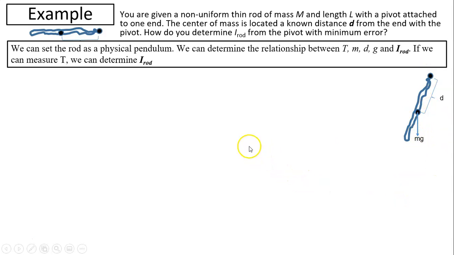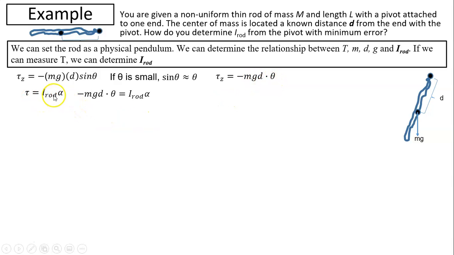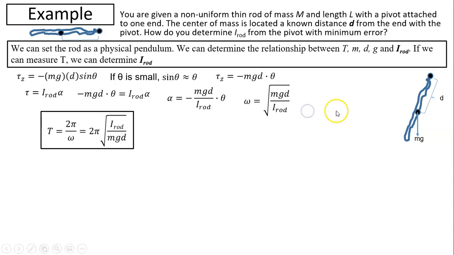Remember, first step, you have to find the torque. Then you use Newton's second law. That's how you find omega and T. So here's the torque: mgd sine theta. When theta is small, this becomes negative mgd times theta. Set torque equals I alpha, Newton's second law. You solve for alpha. From here, you can solve for T. So this is T.